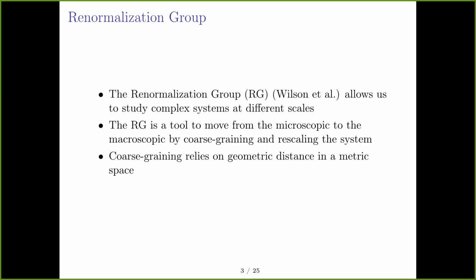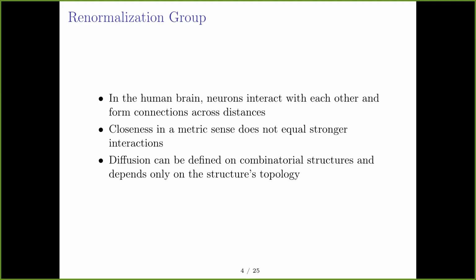The problem, however, is that we cannot straightforwardly apply this to graphs. Because in graphs, we need geometric distance. So for the renormalization group, we need geometric distance. And for graphs, we would need that too, but it's very delicate to define this in graphs. And in many cases, we also need translational invariance, which is also a very delicate thing to define in graphs. So for that reason, we look at something else.